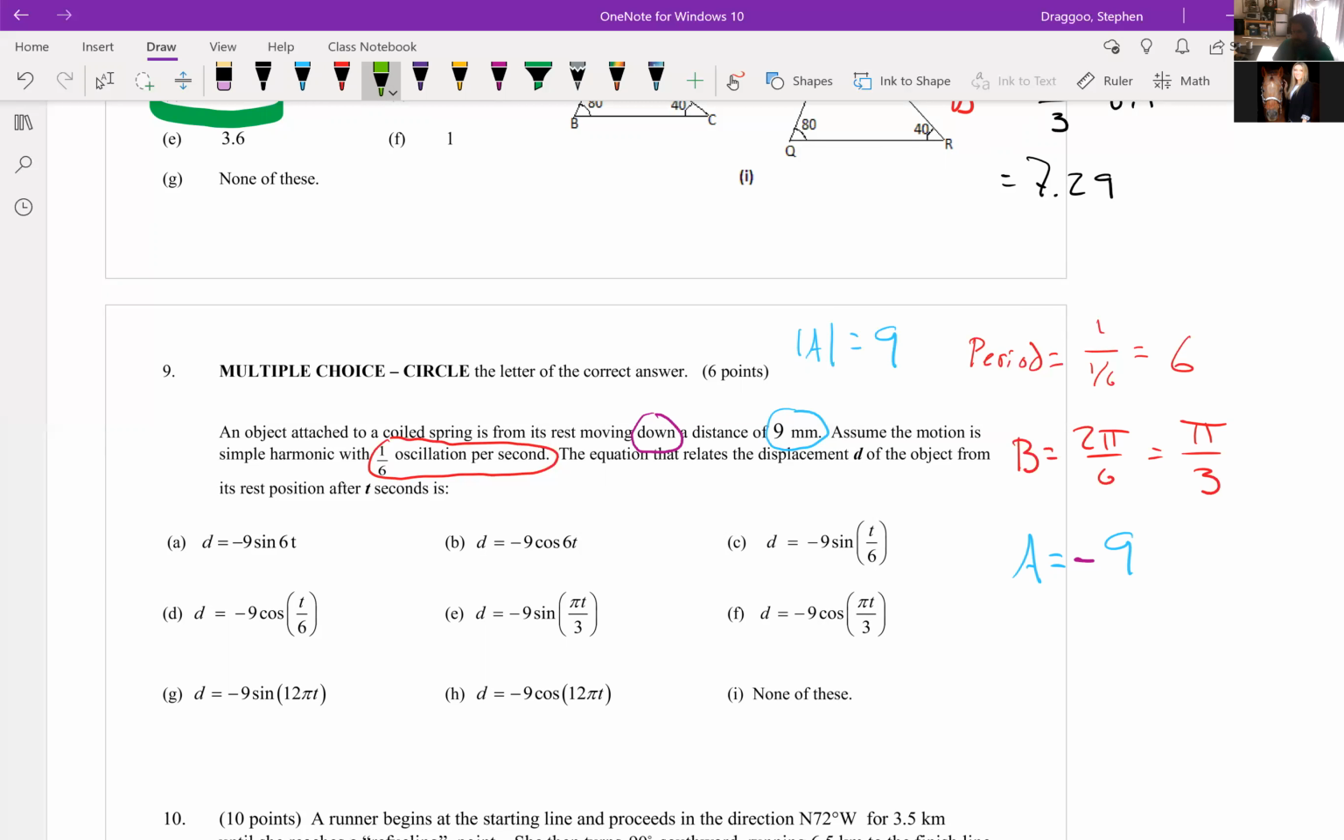All that's left to do is decide if this thing should be sine or cosine. And it's right here. Is from its rest moving down. Means that we're looking at a sine function. So put all of these things together to find our correct answer. Negative 9 sine of pi over 3t. Looks like it's option E right in the middle.